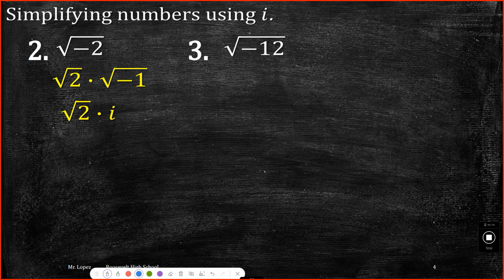Your turn. Let's go. Not really. Let's do it together. All right, step 1. Separate the negative, the real from the imaginary, or the negative, I guess. Square root of 12 times square root of negative 1. Okay, yes.